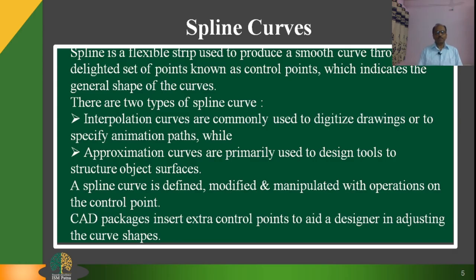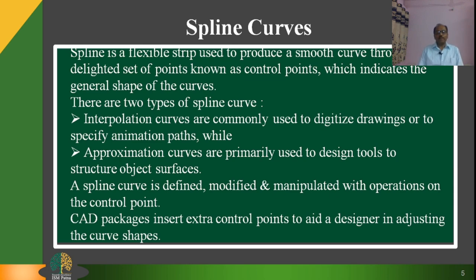A spline curve. A spline is a flexible strip used to produce a smooth curve through a designated set of points known as control points, which indicate the general shape of the curve. There are two types of spline curve. Number one is the interpolation curve, which is commonly used to digitize drawings or to specify animation paths, while the other one, the approximation curve, is primarily used to design tools to structure object surfaces.